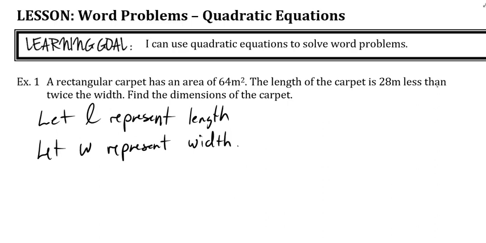Some people have a problem translating these words into a math sentence. So maybe this is how it would go in your head. I'm just going to try this. The length, I have to know that L means the length. You got to know that that variable now stands for the length. So the length of the carpet is 28 meters less than, that means minus. What's twice the width? 2 times the width. So 2W, or 2 times W if you write it out that way.